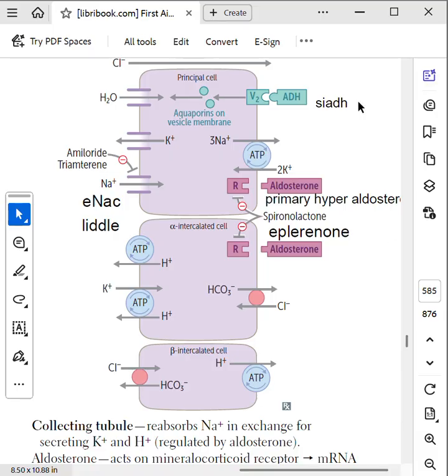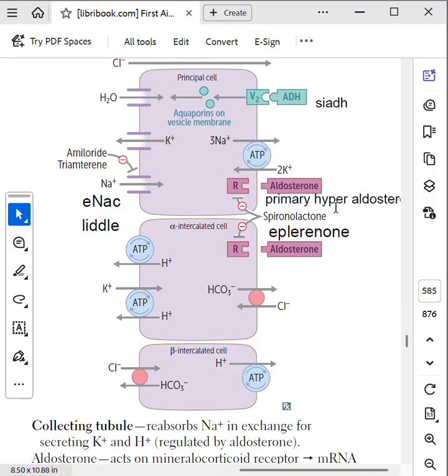And in diabetes insipidus, you have two types. One is central, one is nephrogenic. In central diabetes insipidus, the problem is that the ADH is decreased, so you get polyuria and dilute urine. In nephrogenic diabetes insipidus, the ADH is present, but the kidneys are unresponsive to ADH. Again, you get polyuria and dilute urine.